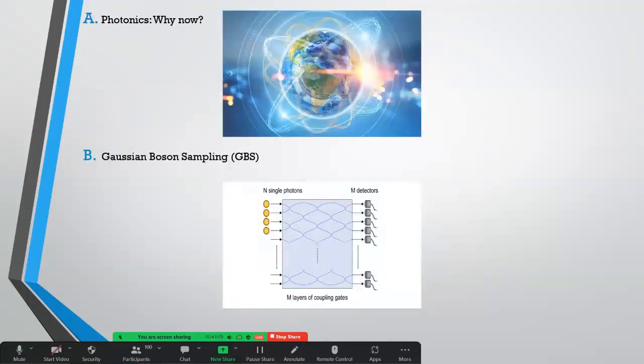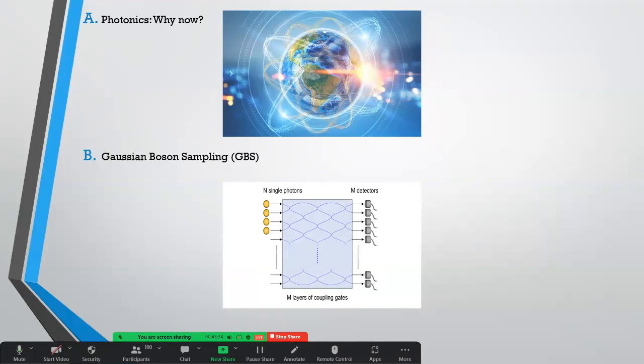But a question may arise: why only photonics? Breakthrough advances in photonic chip fabrication, optical telecommunication technology, and architecture scaling are the reason why photonics is trending right now, and photonics are used a lot right now.